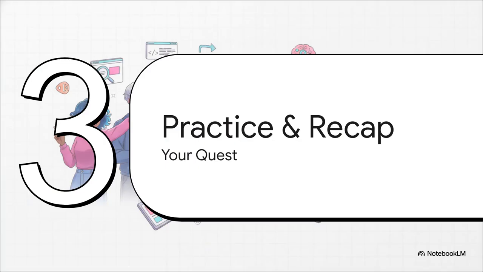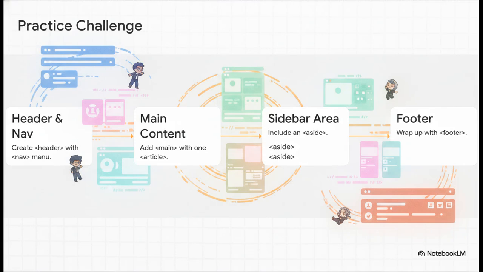Section 6. Practice, challenge, and recap. Your quest. Time to put this into action. Here is your hands-on practice challenge. I want you to open your code editor and create a simple blog web page. You need to include a header, a navigation menu, a main content area, at least one independent article, a sidebar using the aside tag, and a footer. The catch? You must use proper semantic HTML tags wherever possible instead of generic divs. Try it out. Build the wireframe we discussed earlier in code.